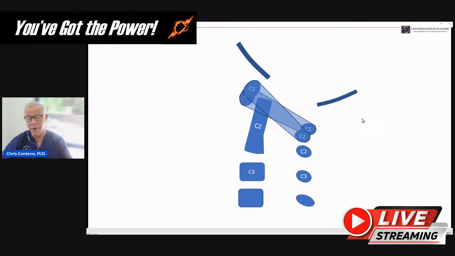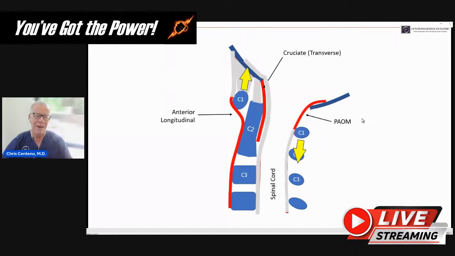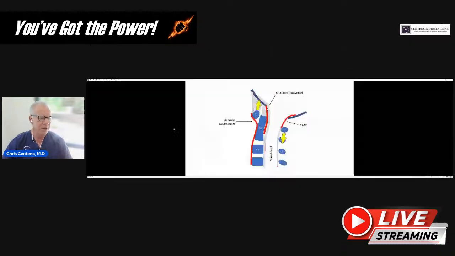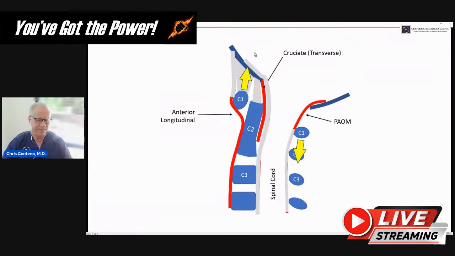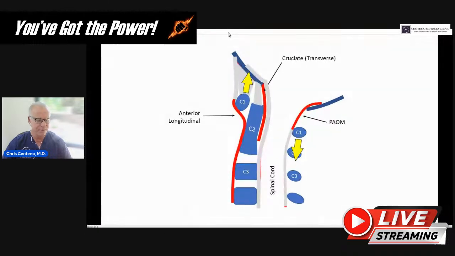My Atlas jumps around. It feels like when I'm moving around, I can feel my Atlas jumping or shifting or moving. So if we do a quick analysis of the ligaments involved here, it's not that hard to figure out what's happening. So let me see if I can get a pen here. Hopefully I can, although I may not be able to in this mode, regrettably.